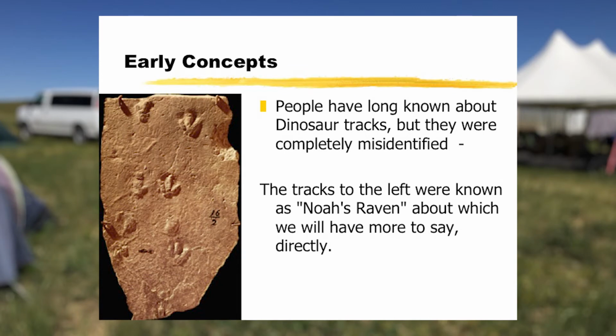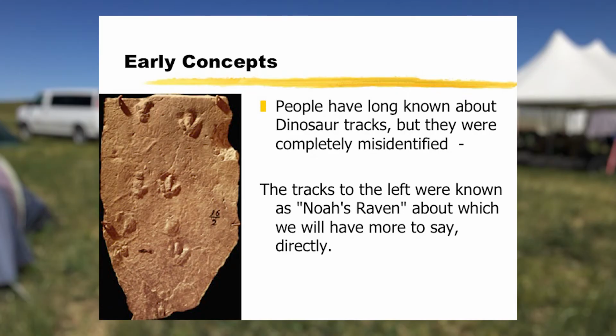Here's an example of some tracks. These were called the tracks of Noah's raven. Why would they be Noah's raven? What's Noah's raven? Well, they're made in mud. They look like a bird track. And Noah sent a raven out, didn't he? And the raven didn't come back, so it must have been walking around in the mud somewhere sometime. And so it left these tracks.